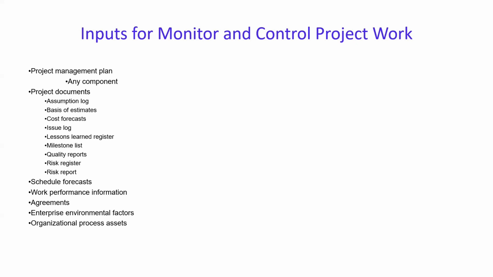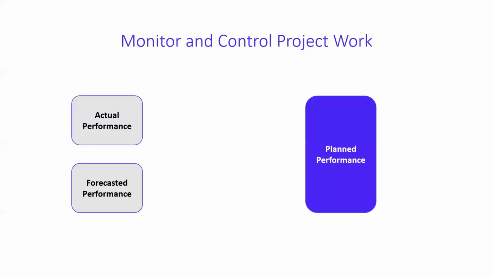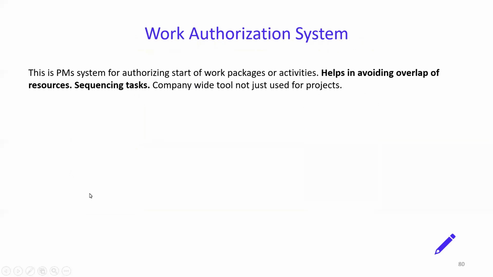Now let's try to understand what happens when you start doing this work, right? What we're trying to do is compare the planned performance with the actual performance and the forecasted performance, right? We're trying to see that the plan and actual should be the same. That's the thing, right? Whatever we're using here, we are using PMIS, Project Management Information System.